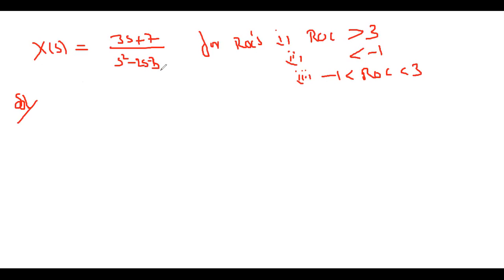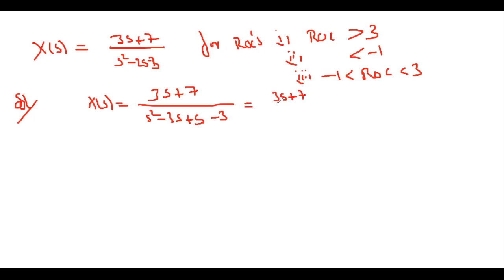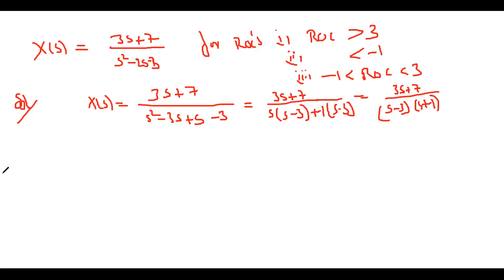You can factor s square minus 2s minus 3 by using the quadratic formula, minus b plus or minus square root of b square minus 4ac, or otherwise you can directly write X of s equal to 3s plus 7 by, here the minus 2 is there, minus 3. So minus 3 into 1 plus 1. Okay, s square minus 3s plus s minus 3. It becomes minus 2s only. Take the common: for the first two terms, s is common, s into (s minus 3). And for the last two, take 1 as common, (s minus 3). So it becomes 3s plus 7 by (s minus 3) into (s plus 1). Now you have got the factors in the denominator, the poles.